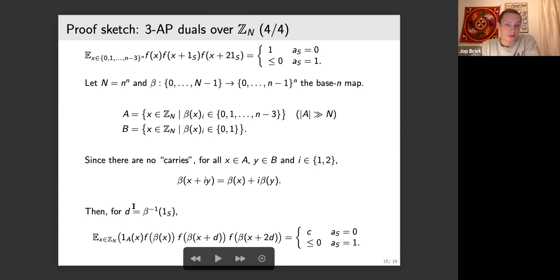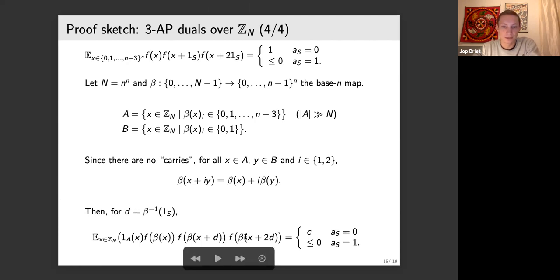We can define now a direction in Z mod n to be the inverse image of a 2-element subset S under beta. And then we can define a triplet of functions based on which you get a 3-term arithmetic progression dual function. And these functions are essentially given by the composition of f and this map beta.